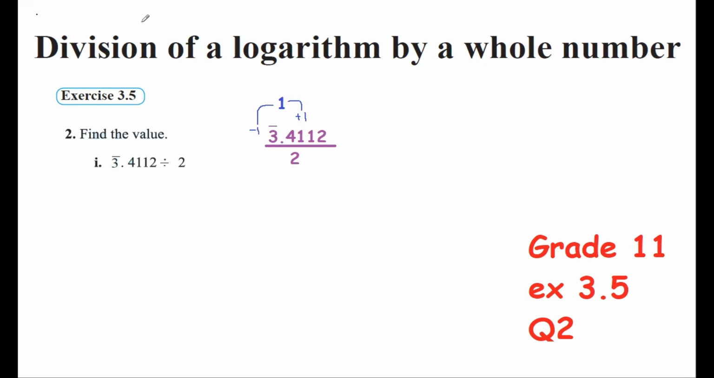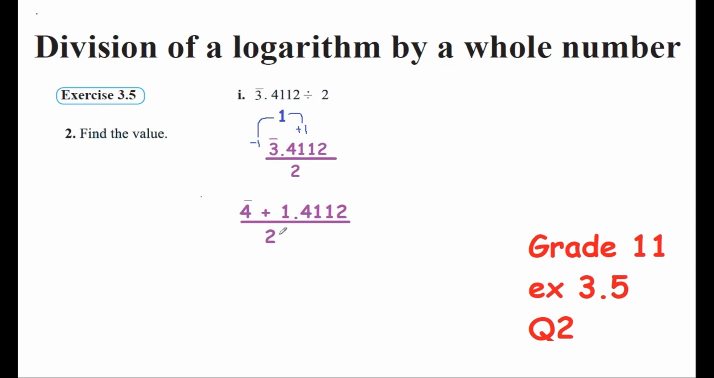-1 and -3 altogether gives -4. So that means bar 4 plus 1 plus 0.4112 gives bar 4 plus 1.4112. When you divide, 2 divided by 2 is 1. Bar 4, when you divide it by 2, it gives bar 2 plus, 1 doesn't have it, so it's 0.